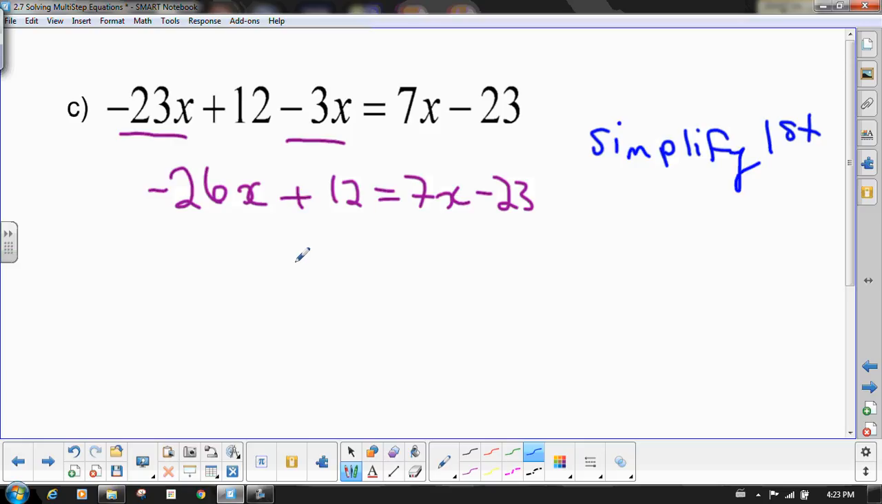Okay, so now when I look at this here, I have x on both sides. So now I'm back to doing the exact same thing I did in that previous example. So I'm going to subtract 7x from both sides.